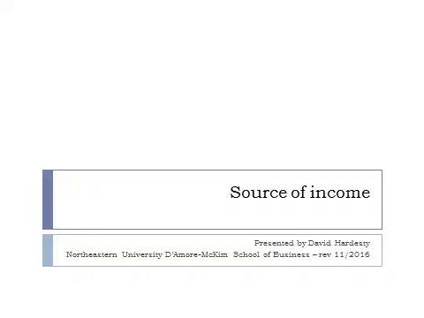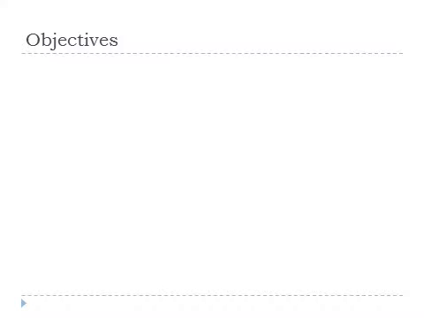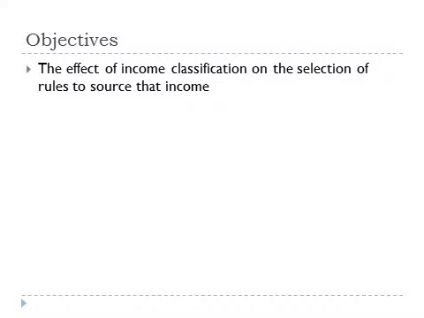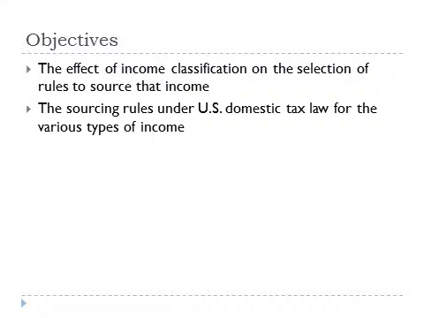Sourcing is the key to taxation of inbound transactions because foreign persons are generally taxable in the United States only on U.S. source income. The objectives of this lecture are to understand the effect of income classification on the selection of rules to source that income, and the sourcing rules under U.S. domestic tax law for the various types of income.